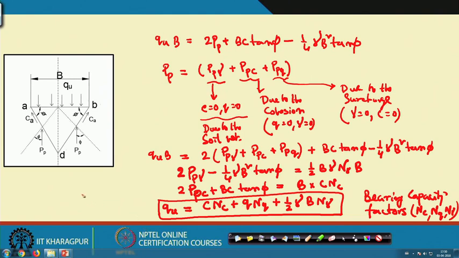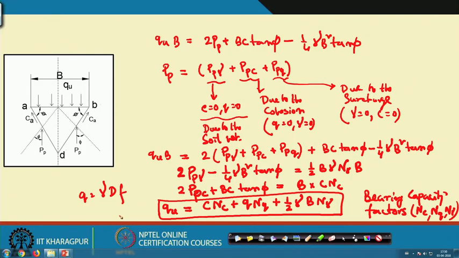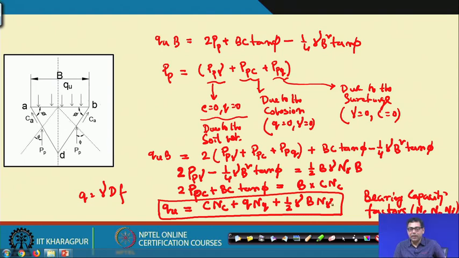This q is equal to gamma into D_f. So, that is a surcharge which is acting at the base of the footing, that is q. So, that means we have the final equation, Q_u is the ultimate load carrying capacity of the soil, and that is equal to c N_c plus q N_q plus half gamma B N_gamma. Now, one thing I want to mention, because there are two gammas here. One is here, also gamma, and another gamma is here. So, this is the surcharge.